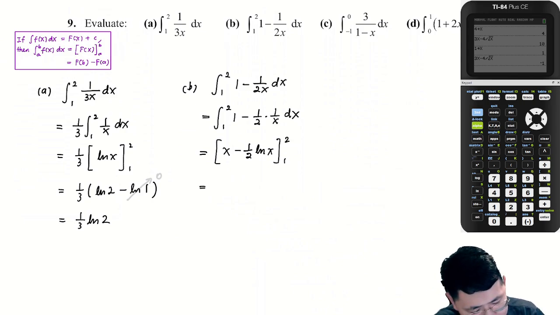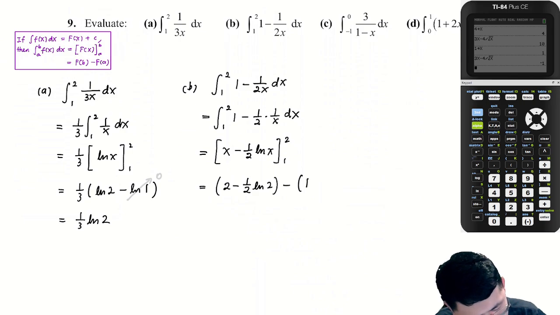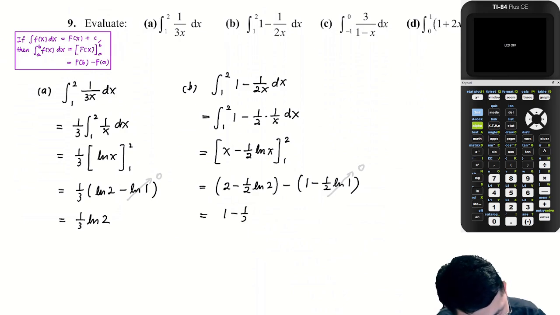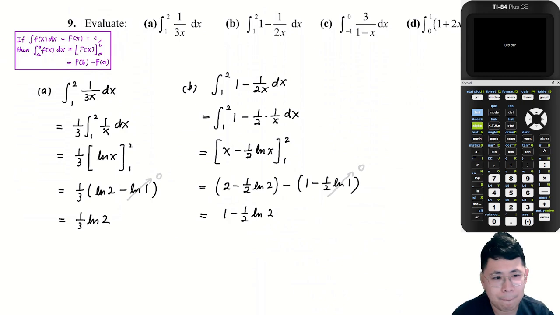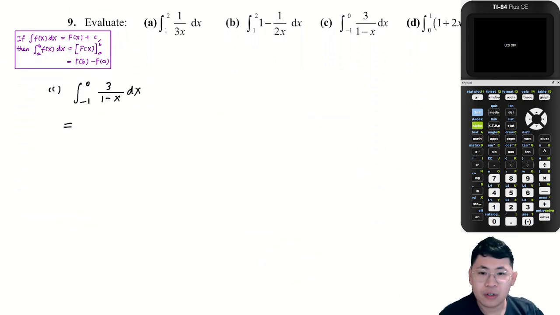Next I will substitute in 2. So I have 2 minus half ln 2. Then substituting in 1, I have 1 minus half ln 1. Now ln 1 over here will be 0. Then I will simplify this to just 1 minus half ln 2. Okay, so this is for parts A and B. Moving on to part C.